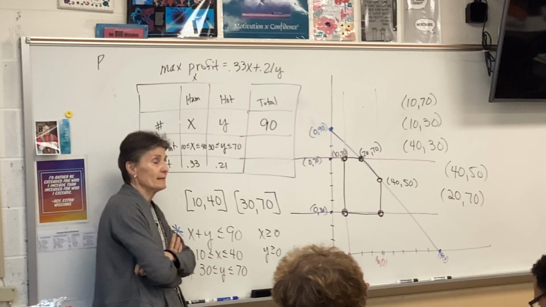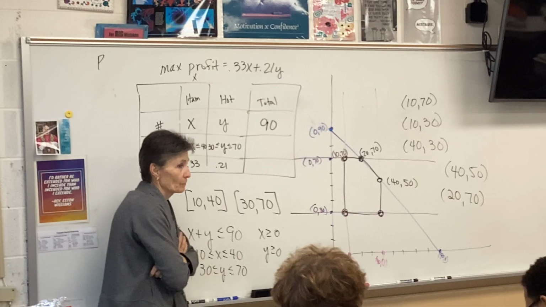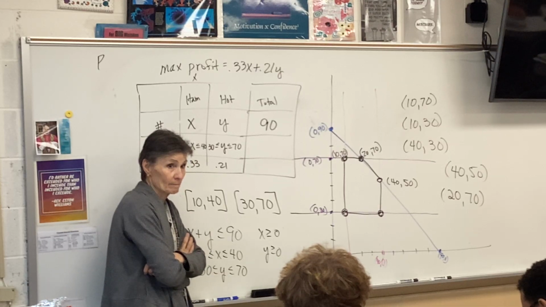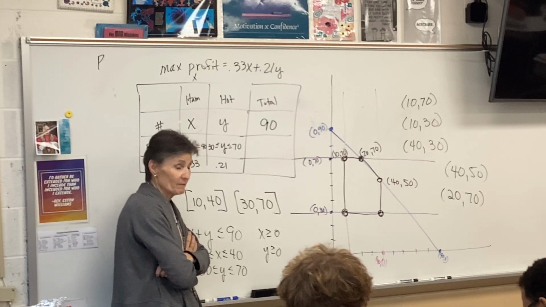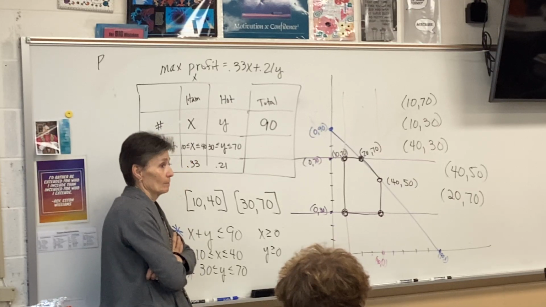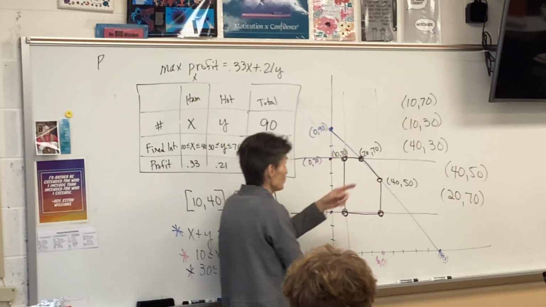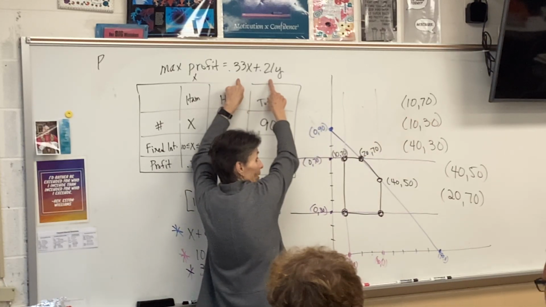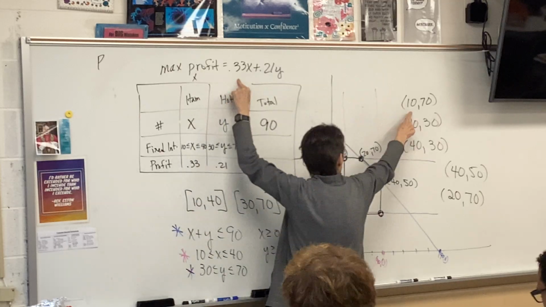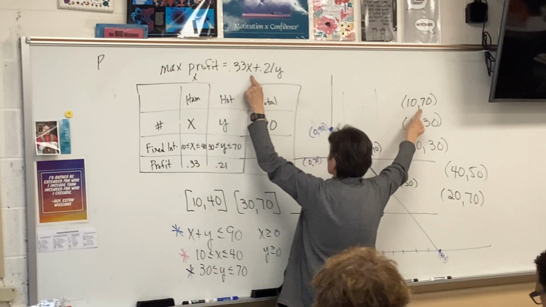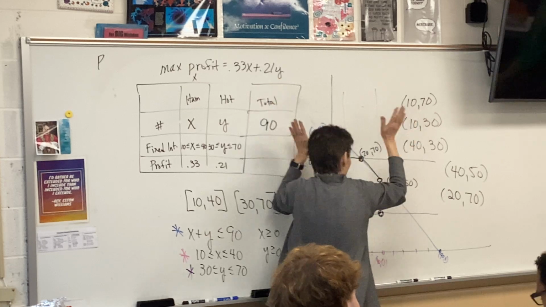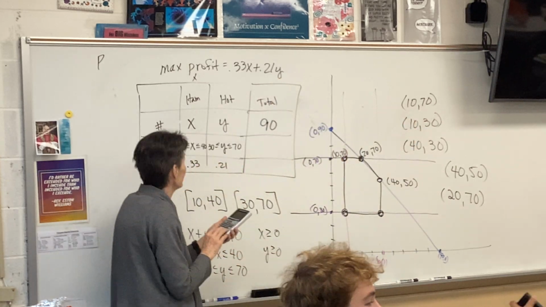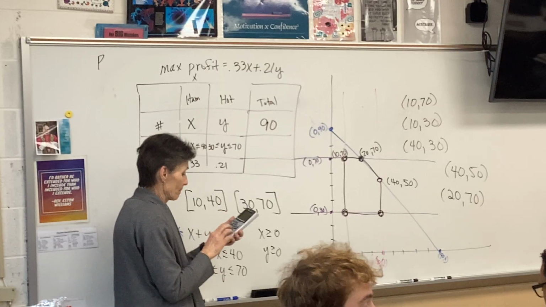Now, what are we trying to figure out? How to make the most money, right? So what do we do to figure that out? We take each of these X's and Y's and we plug them in here, right? So put 10 in for X, put 70 in for Y, and figure out how much money we make. And then move on to the next point and so on.